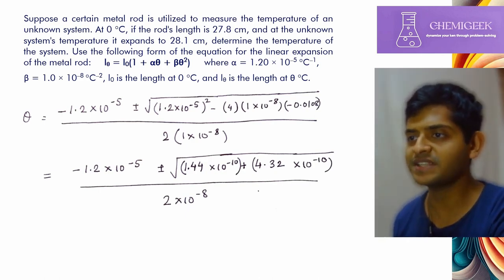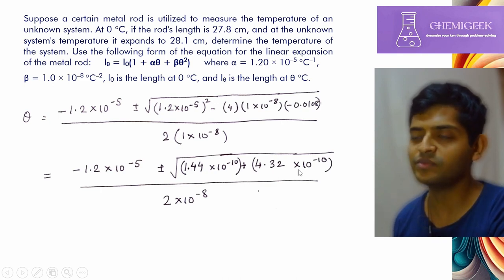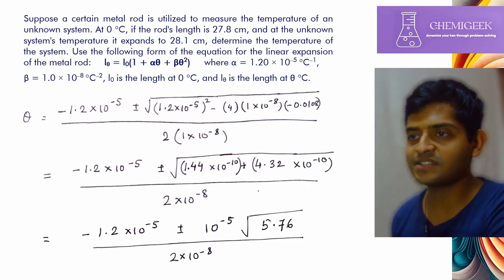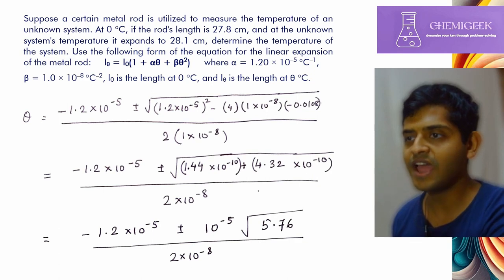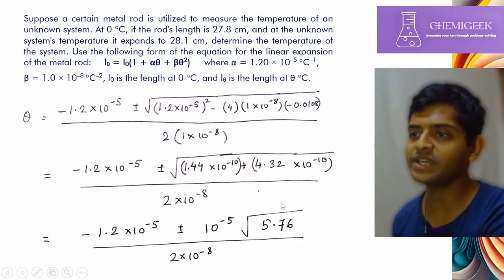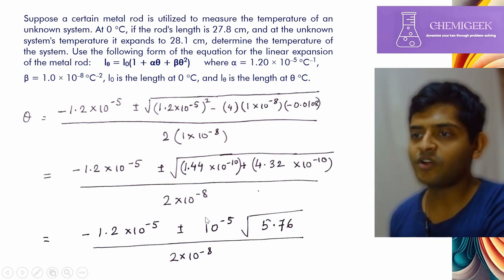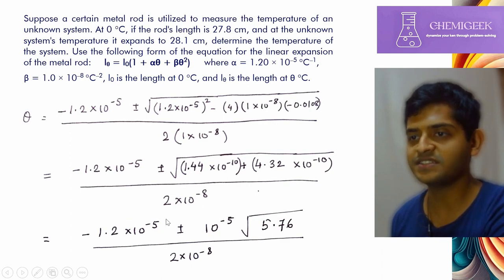So we can see here that for both of them we are getting 10 to the power minus 10, which is under the root. So if we take 10 to the power minus 10 as common and take it out of the root, it becomes 10 to the power minus 5. And if we add 1.44 and 4.32, we get 5.76. Now we have a common 10 to the power minus 5 for both of these numbers. One is this one and another is this one.